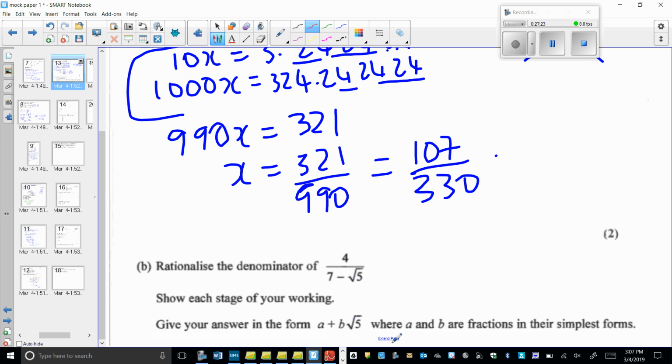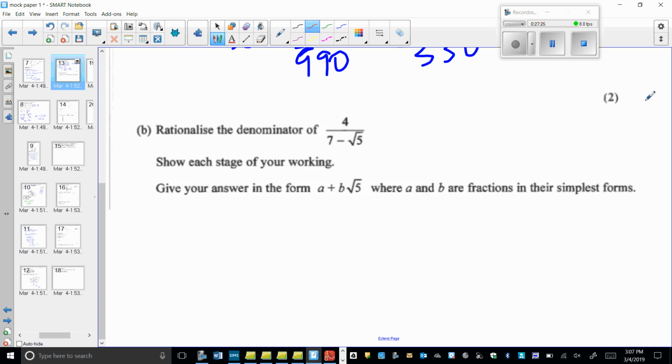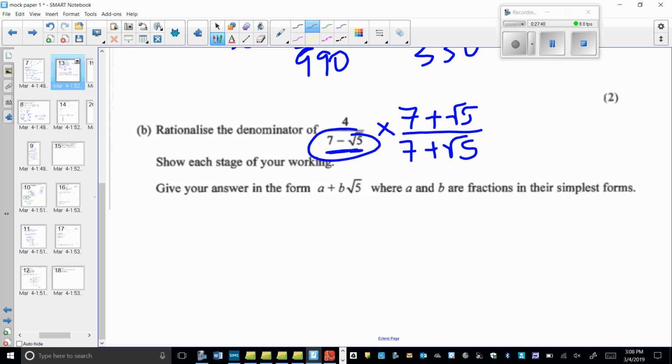Okay, rationalize the denominator. Something lots of people forgot here. When you've got something more complicated in the bottom, you can't just multiply by root 5. You actually multiply by the conjugate. So that's 7 plus root 5 over 7 plus root 5. The reason being is that now on the bottom, we have a difference of 2 squares when we expand that.